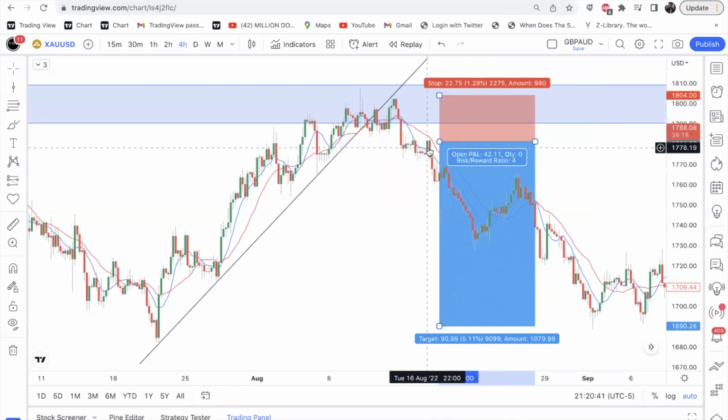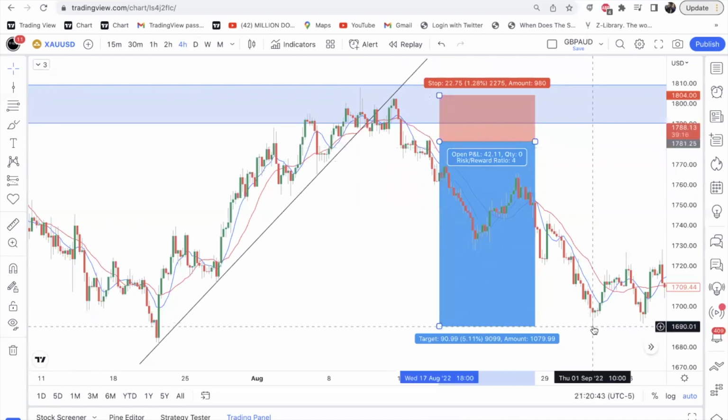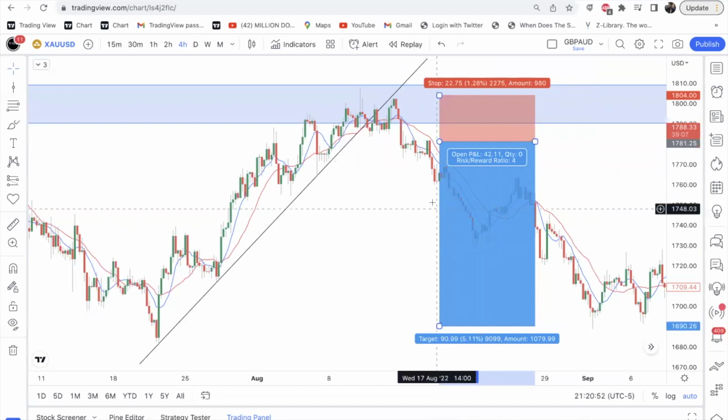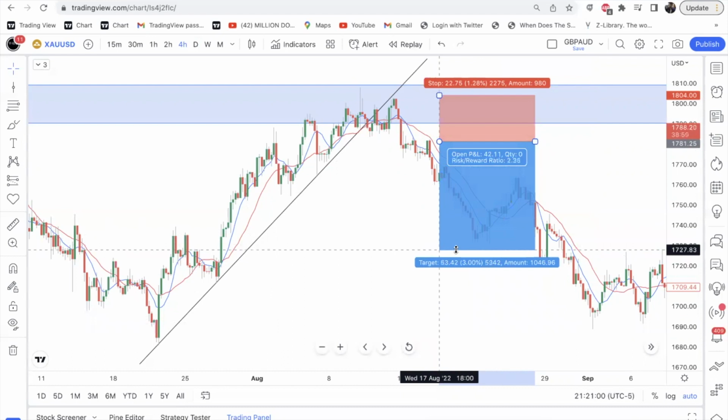Wait, that was the 17th, and this is okay. So it took about 2 weeks. So if you were swinging this for 2 weeks, you would have got almost 1,000 pips. Or if you just caught this initial drop right here, by Monday you would have made over 500 pips entering a trade on Wednesday. So that's like a 3 to 4 day move.